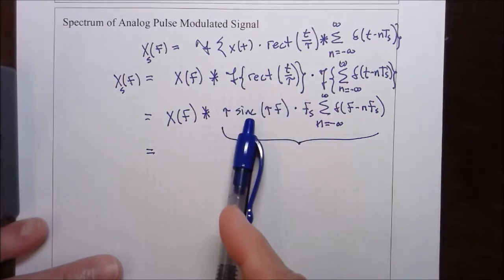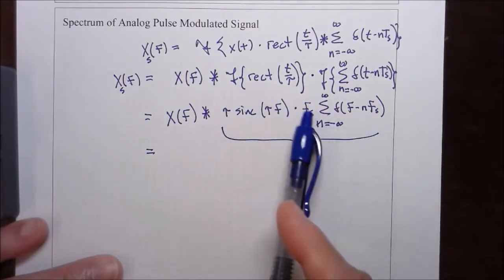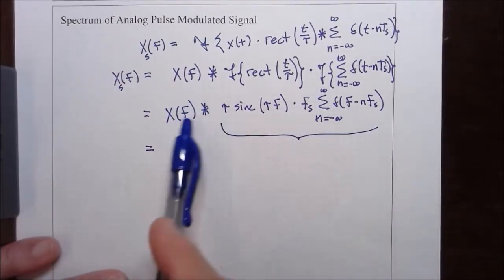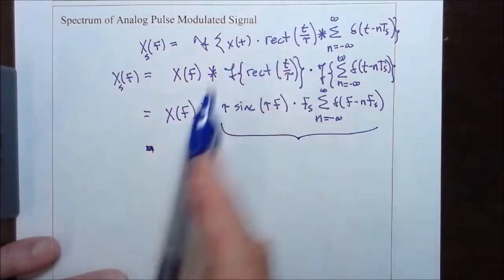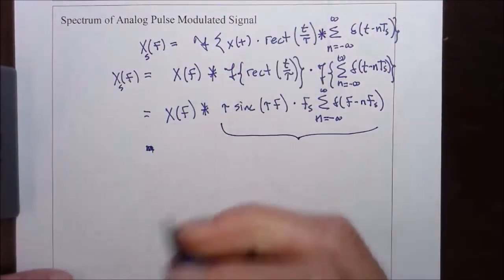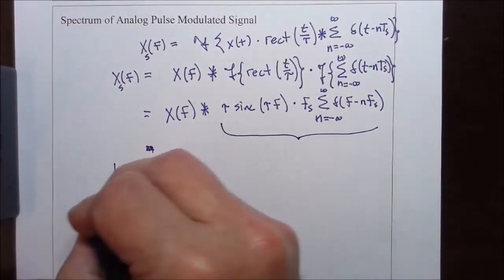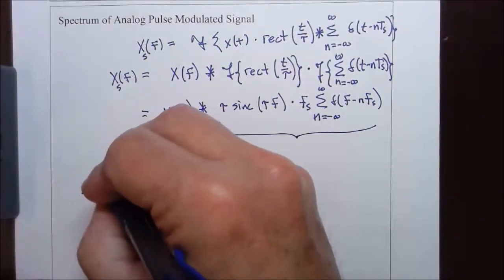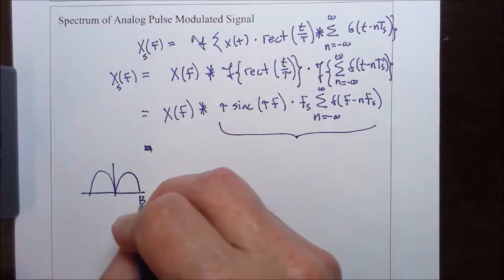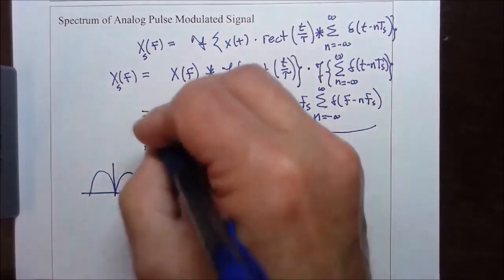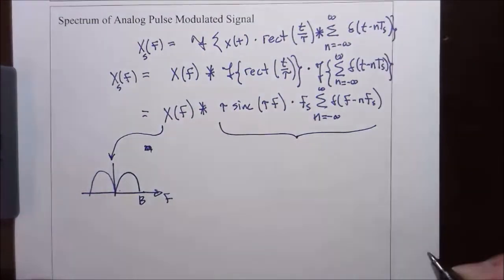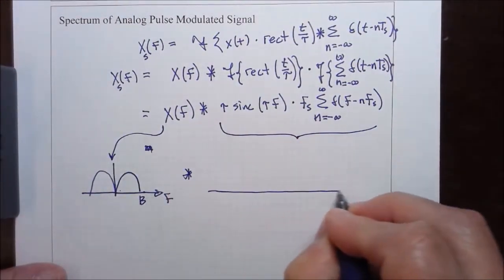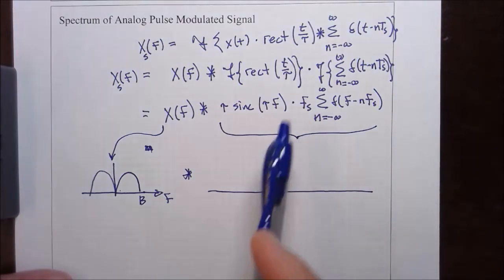this sinc function multiplies this train of delta functions, and then that is convolved with the spectrum of the original message signal. So the spectrum of the original message signal, again, let's take this kind of shape, and then we're going to convolve that with a train of delta functions.